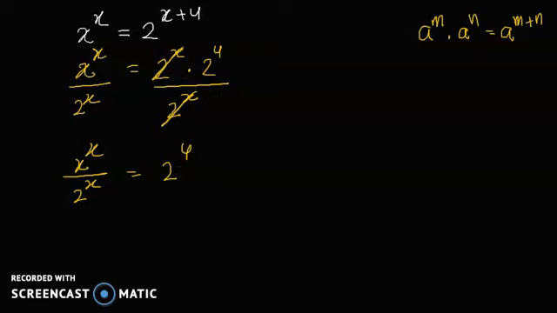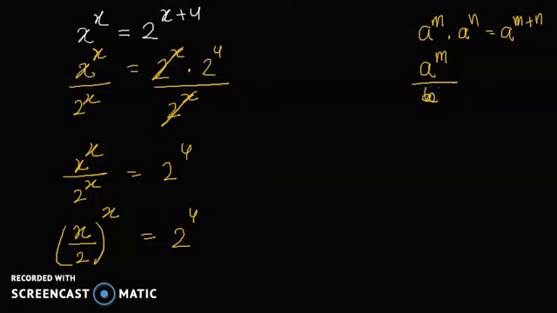Now we can write it as x raised to power 2 whole raised to power x equal to 2 raised to power 4. We know that a raised to power b raised to power m is equal to a raised to power b times m, and this I have used over here.